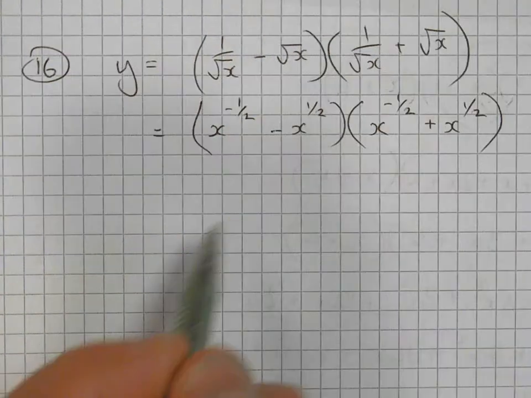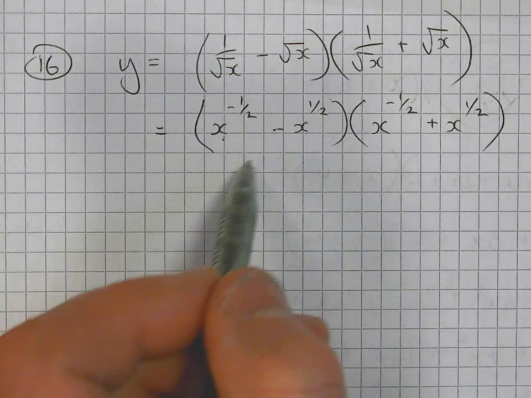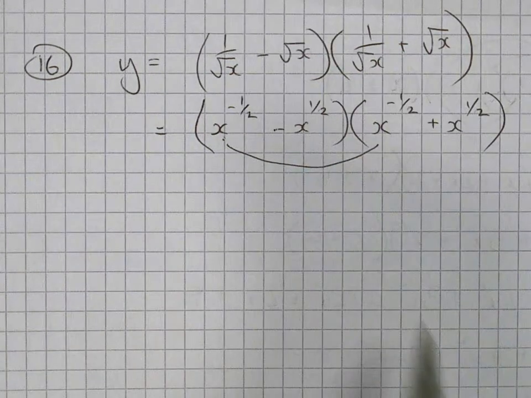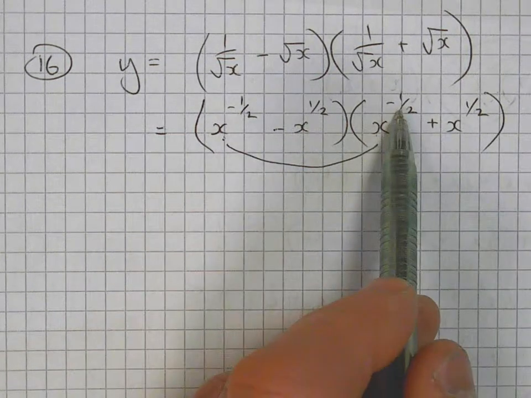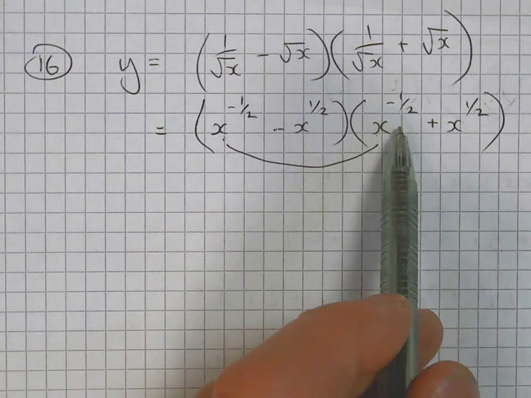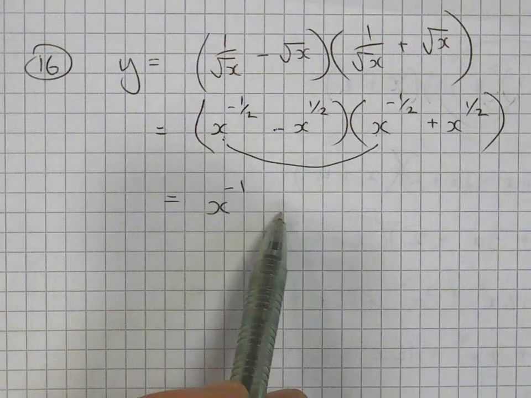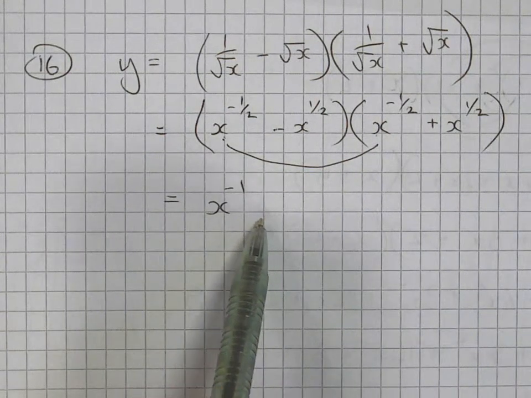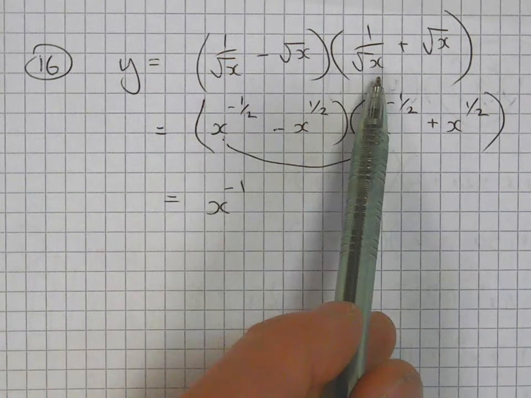So if you're going to multiply that out, you do x to the power of minus a half times x to the minus a half. The bases are the same, so you add the powers. So minus a half plus minus a half is going to give you minus 1. And as I said before, that's the same as 1 over x. Okay, which is 1 over root x times 1 over root x is the same as 1 over x.